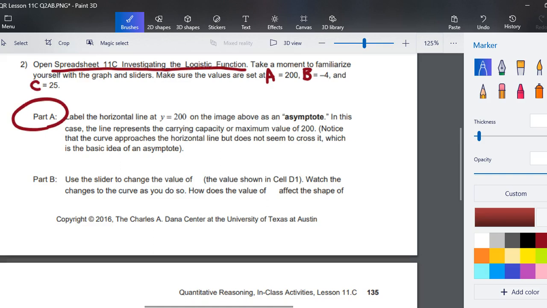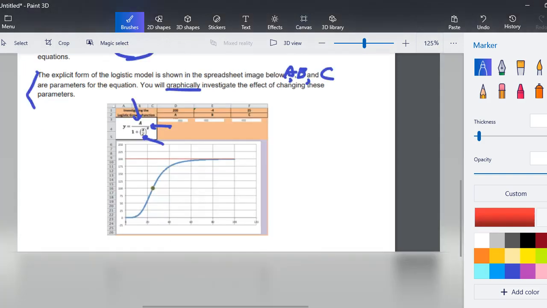The first thing they ask us to do is to label the horizontal line at y equals 200 on the image above as an asymptote. In this case, the line represents the carrying capacity or maximum value of 200. Notice that the curve approaches the horizontal line but does not seem to cross it, which is the basic idea of an asymptote. Here's what they're asking for that was above, right here at 200. Y is 200. They're asking us to look at that as the carrying capacity, and notice that our blue curve does not go past it. It gets closer and closer and closer, but does not touch it.